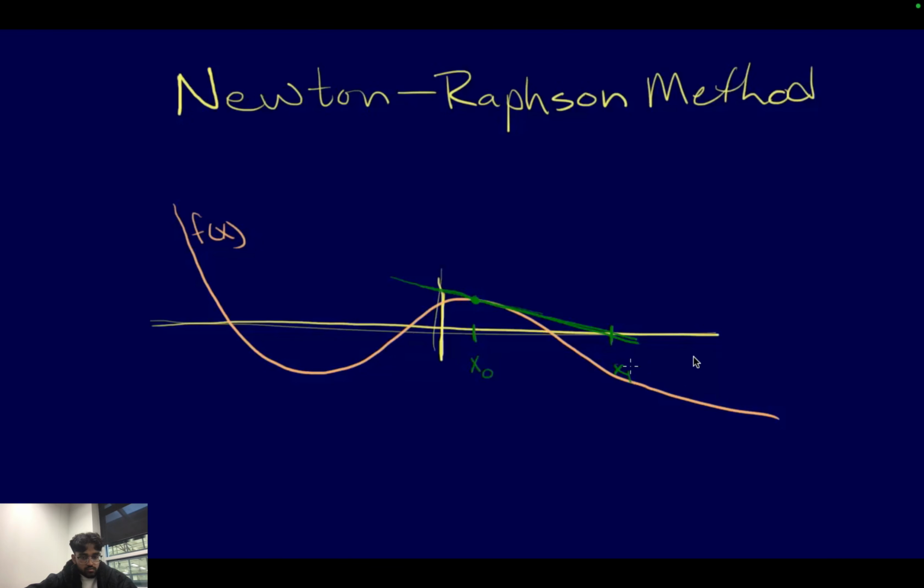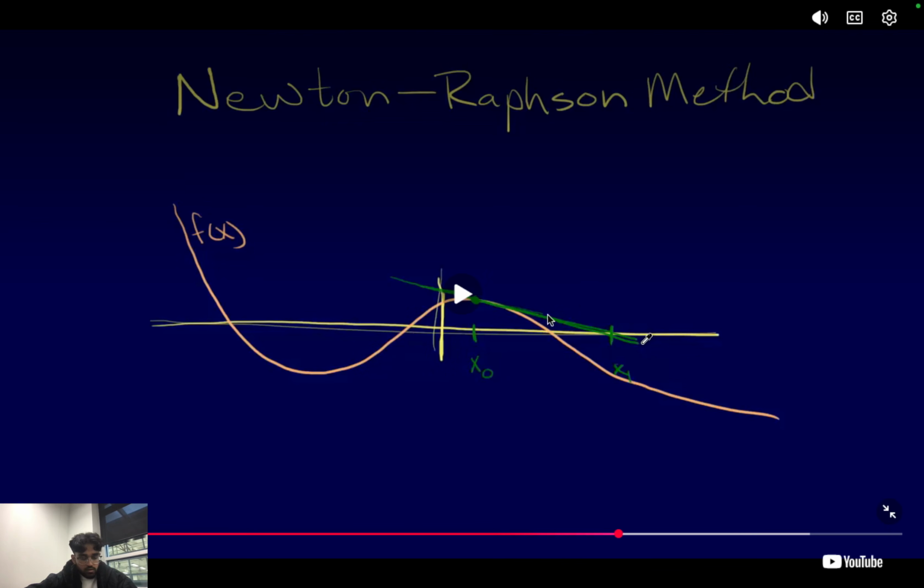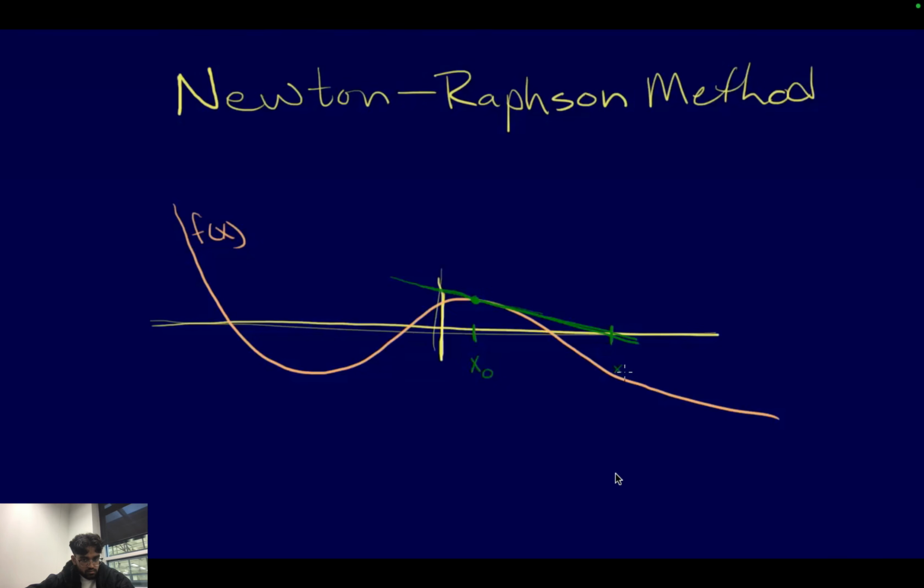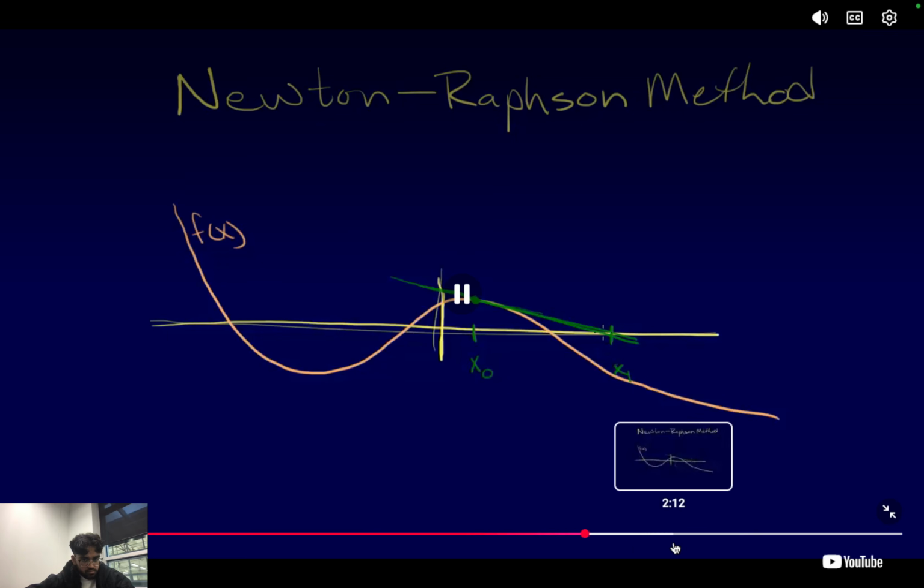So we'll treat this as x i plus 1. We do the same thing all over again. And then you can see we project that derivative out until it intersects with the x-axis. At the point where the derivative intersects with the x-axis, that's our next x. That'll be our x1. And we do the same thing.